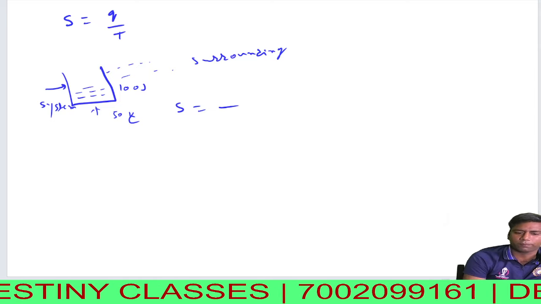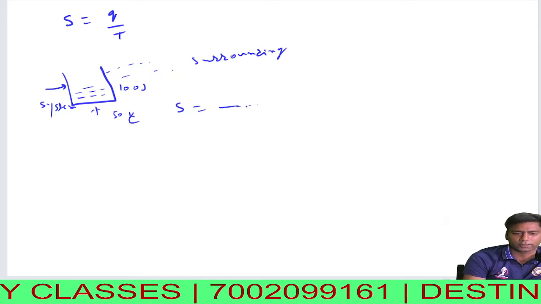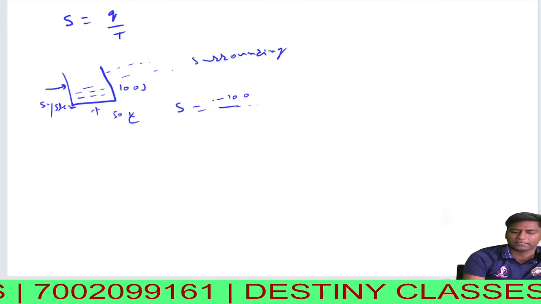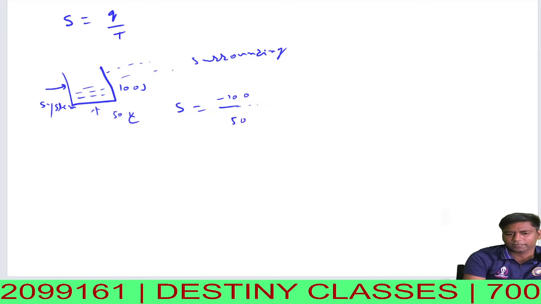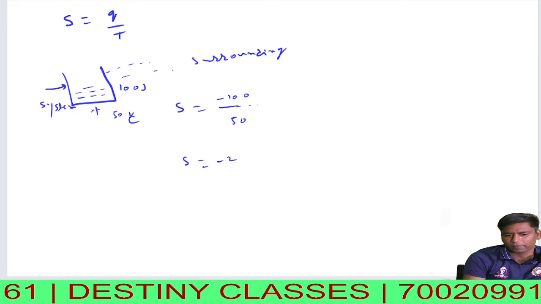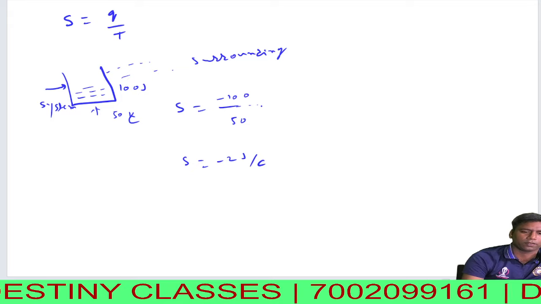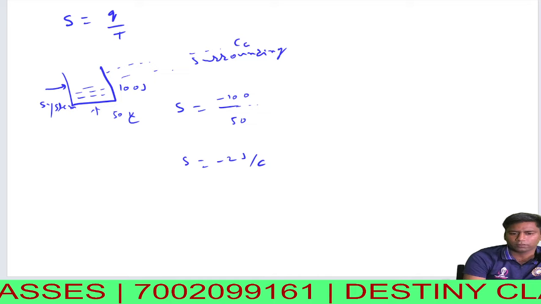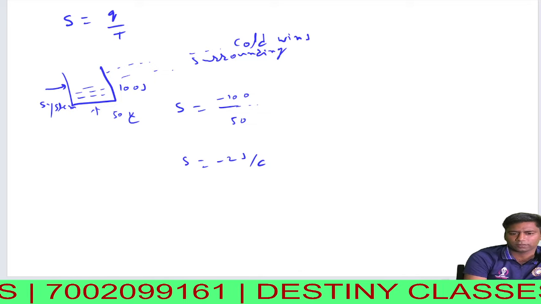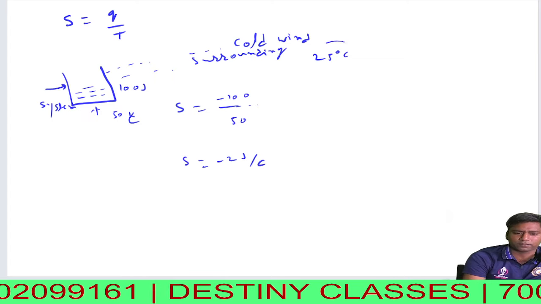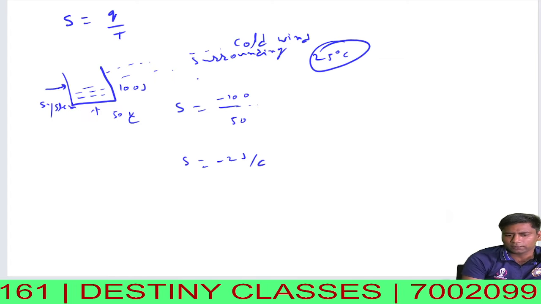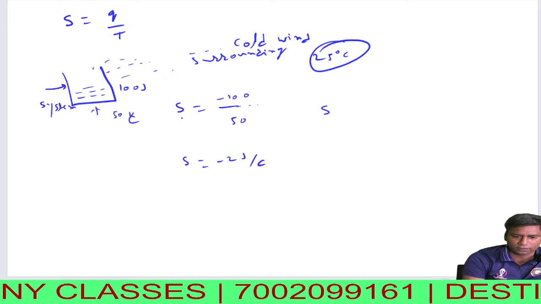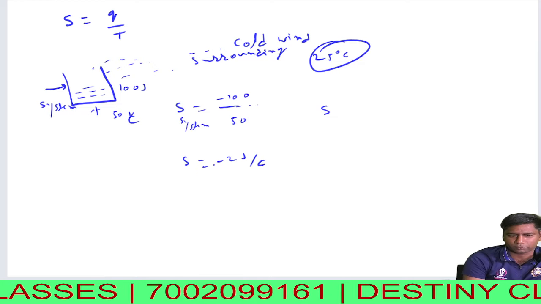Entropy should be measured in Kelvin, but we are just writing it this way for understanding. So 100 joule will transfer to the surroundings. So heat released at 50 degrees Celsius gives entropy of minus 2 joule per Celsius. Okay, students, this is the unit. And now we see the cold wind in the surroundings, at 25 degrees Celsius room temperature. So heat is transferred from system to surroundings. So this is the entropy of the system.